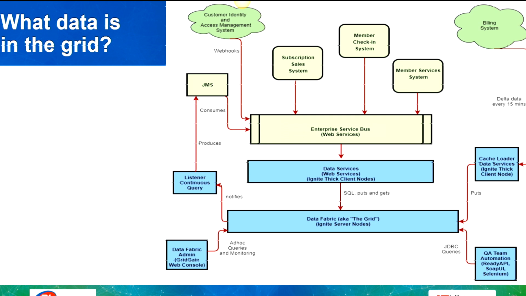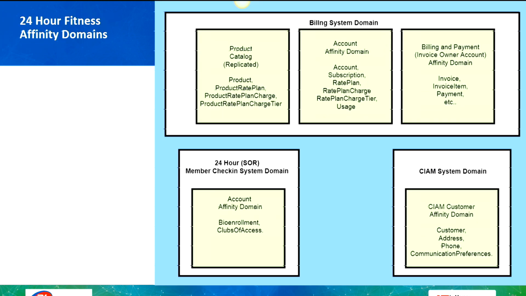Again, I kind of alluded to this, but we have our customer identity and access management system. That data is in the grid. Our billing system has affinity domains. We also have member check-in. We're storing all of our member check-in data in the grid. And we also have the bio enrollment data necessary, when you scan in at the clubs, to match you up to who you are before we check you into the grid. So we're going to expand pricing into the grid as well, membership sales pricing. So we're getting more and more different affinity domains into the grid.